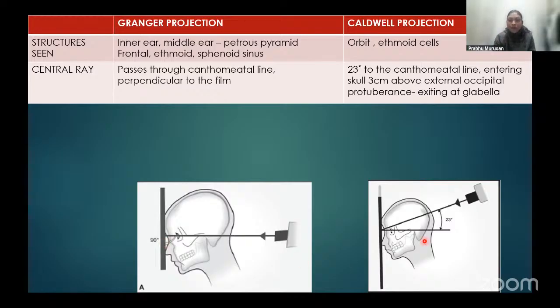But in case of your Caldwell projection, it is 23 degrees to the canthomeatal line, entering from the skull above the external occipital protuberance. And you can see that it is exiting at the glabella. Sorry, glabella is in the front, not the posterior part of the skull. 23 degrees to the canthomeatal line, entering from the skull 3 centimeter above the external occipital protuberance, and exiting the glabella. Glabella is the central part in between your eyebrows. Okay. So this is about your PA projections, your Granger projection and Caldwell projection.